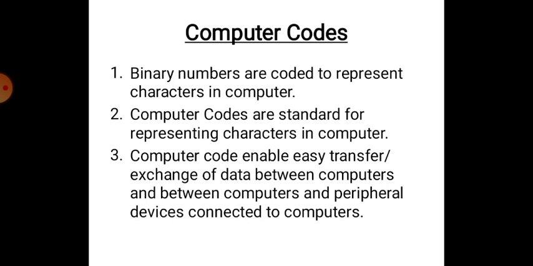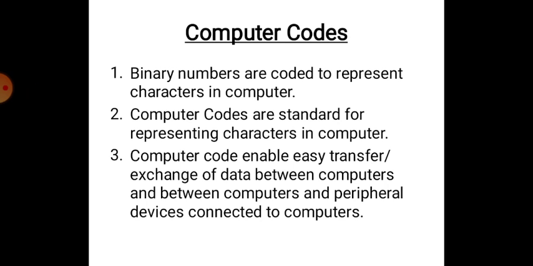Computer code. Point number 1. Binary numbers are coded to represent characters in computer. Point number 2. Computer codes are standard for representing characters in computer. Students, you know computer understands only zeros and ones, and the numbers represented using zeros and ones are called binary numbers. Hence, every character is written in terms of binary numbers.